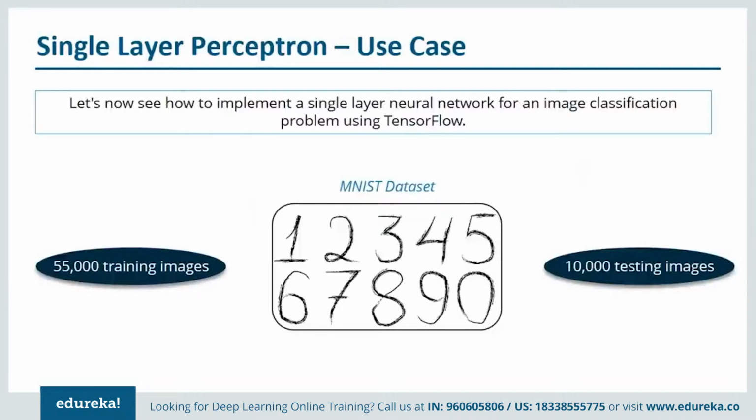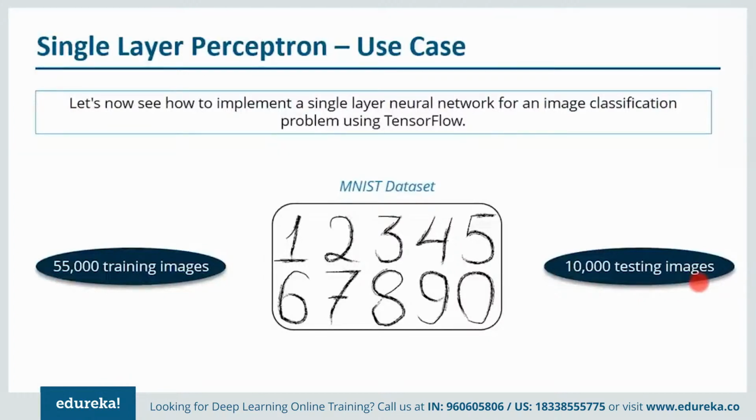Now what this MNIST dataset contains, it basically contains handwritten digits from 0 to 9, and in that dataset we have 55,000 training images along with 10,000 testing images. So we will train our model with those 55,000 training images, and then we are going to test the accuracy of the model with the help of those 10,000 testing images.